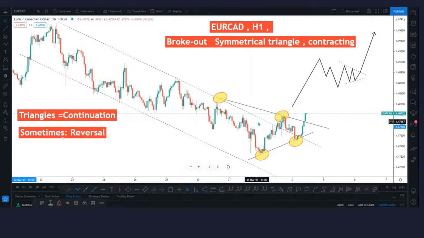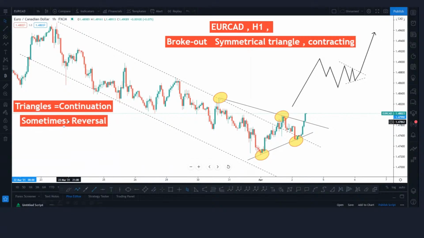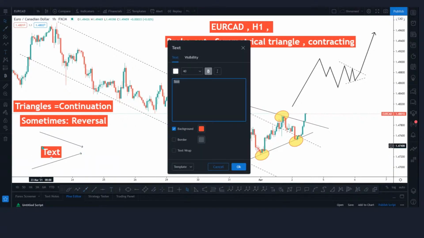This case is a little bit of a reversal, symmetrical right here. Also for the new people, if you have a triangle like this, that's called a symmetrical triangle. I like to call it contracting, because this science is analysis, so basically you are just describing things. So, a contracting symmetrical triangle.